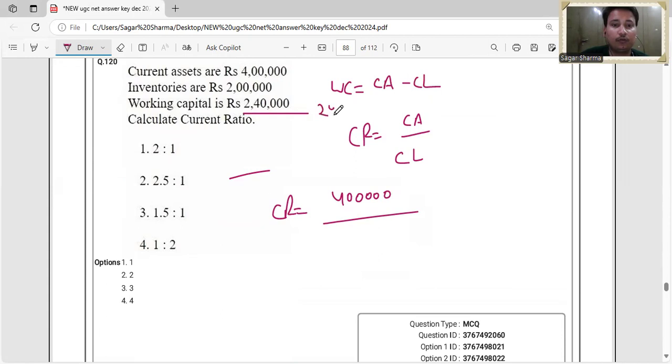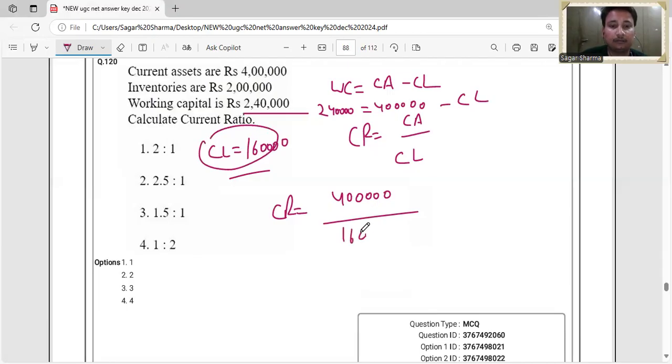Working capital you know, 2,40,000. Current assets you know how much is given? 4 lakh. Minus current liability. So by this you can calculate the current liability. So current liability will be equal to 4 lakh minus 2,40,000. It will come 1,60,000. Divide it. It will come how much? 16 2s are 32. 2.5 will come. Yes, 2.5 ratio 1. So question number 120, option number 2 will be your correct answer. Very simple accounting basic question.